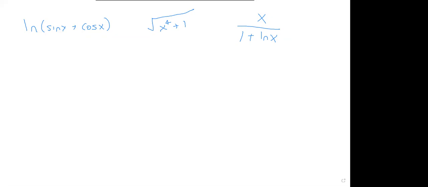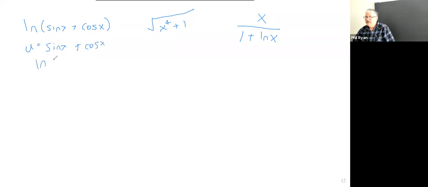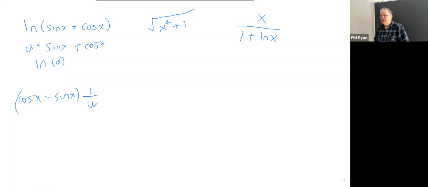Okay, so this is a chain rule, and so we see that the inside is sine x plus cosine x, and we've got ln of u. And so we've broken it down into its constituent pieces, and now using the chain rule, all we have to do is multiply the two derivatives. So the derivative of sine is cosine, the derivative of cosine is minus sine x, times the derivative of ln of u is 1 over u.